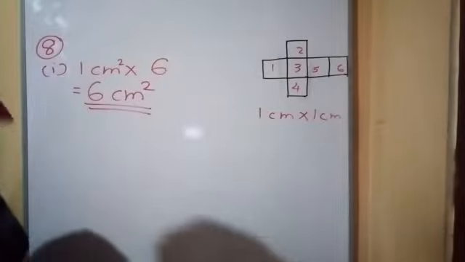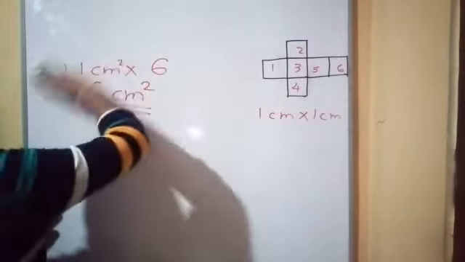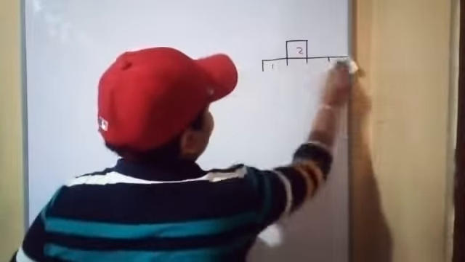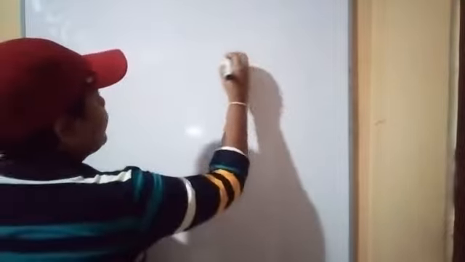Okay. Let's move further. In the 8th question, this is the first one. The 8th question has a second one also. A board with the word FLY is shown here. If each small square is 1 centimeter, now that means it looks like this.